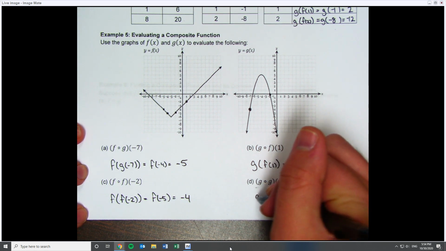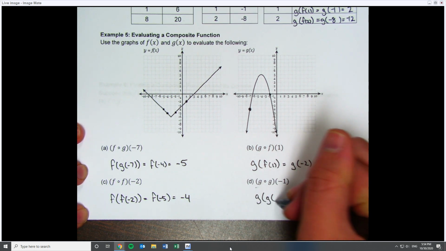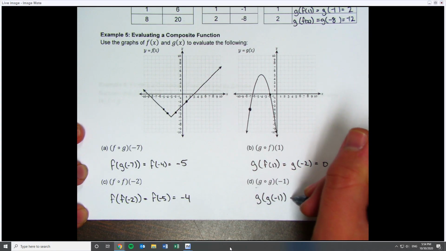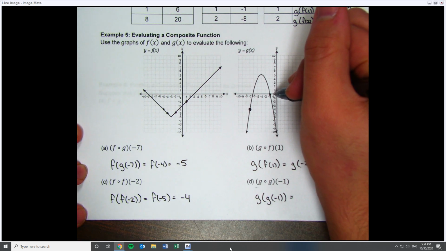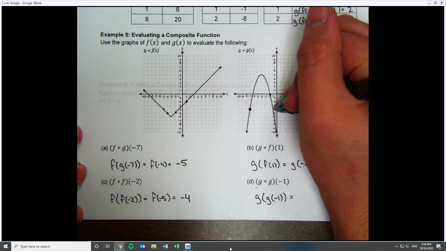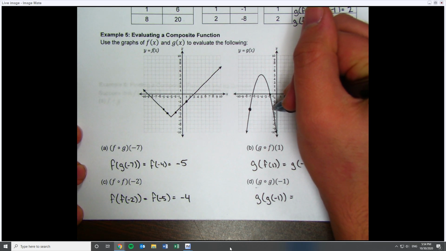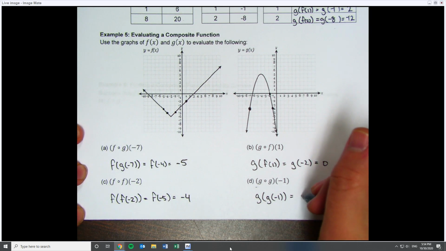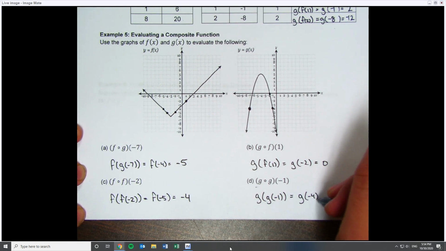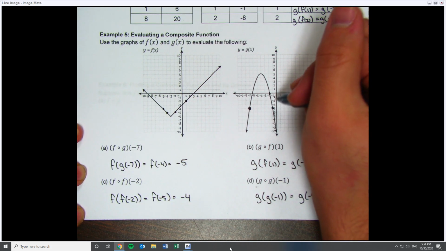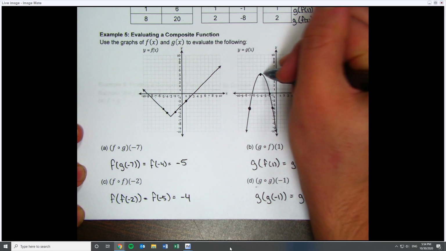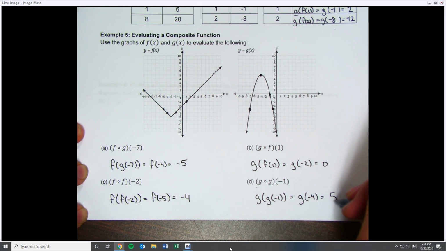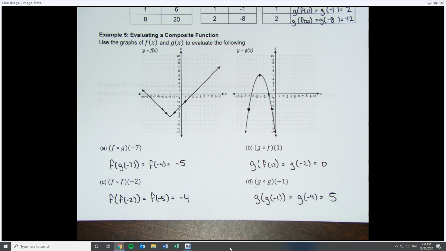And now for our last one, I have g of -1. So I start with g of -1. Coming over here, here's g going to -1. Looks like that's -4 to me. So g of -4. Now I go to where g is -4, which is right here. I get 5 out. That's the final answer. All you have to do.